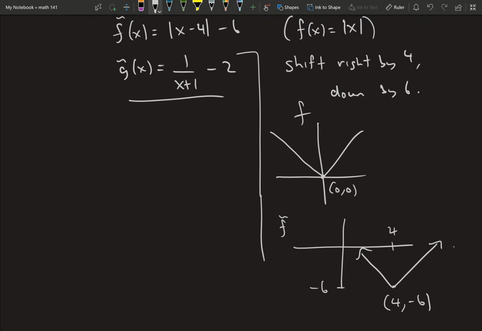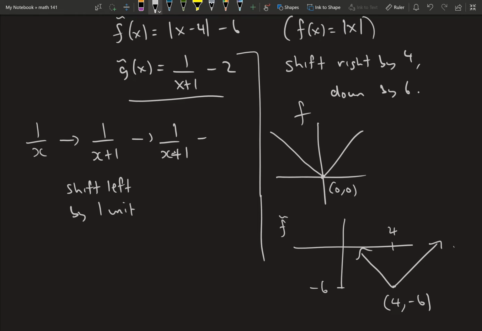For the second part here, there's more going on. It's still the same idea, so let me do this in order. We're starting with 1 over x, then we go to 1 over x plus 1, which is a shift to the left by 1 unit, and then we're subtracting 2, which is a shift down by 2 units.